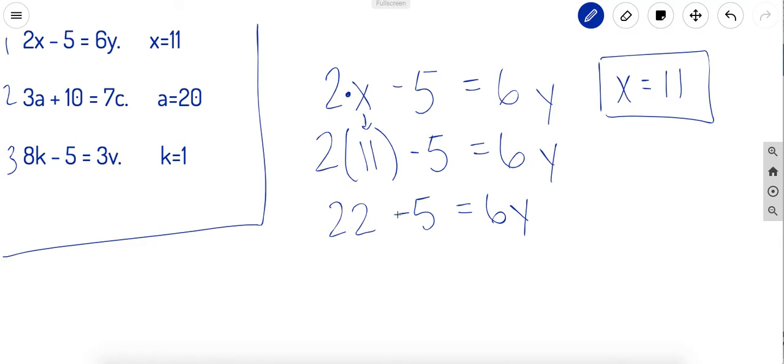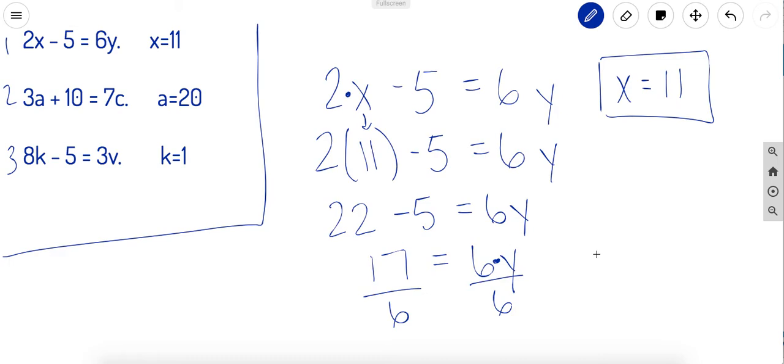So what is 22 minus 5? 22 minus 5 gets us 17. 17 equals 6y. So now we need to think, okay, how can we get this y, this variable, by itself? So we're going to ask ourselves, what is the relationship between 6 and y? What are they doing? They're being multiplied. So what we need to do for this task is we need to divide by 6.